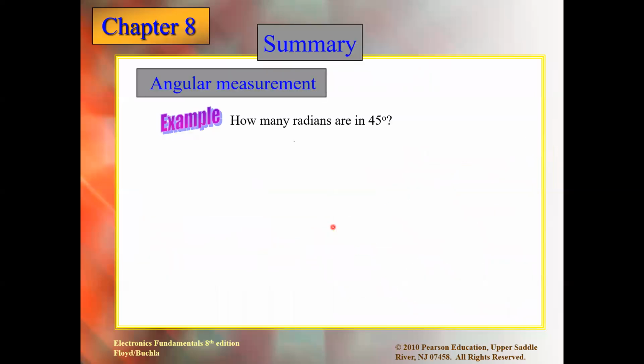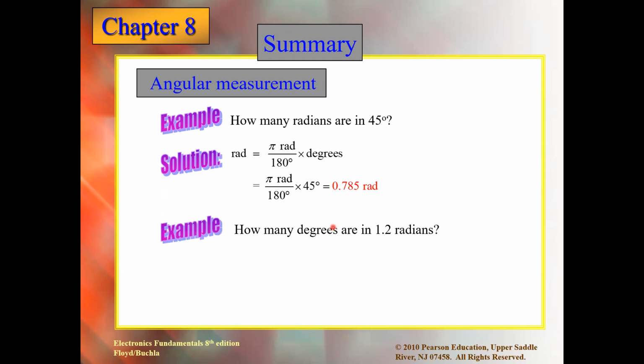So a question may come like this: how many radians are in 45 degrees? Simple. Just put it in the formula: pi over 180 multiplied by degrees. So this type of question is possible based on the formula. Questions are straightforward in this chapter. You should know the formulas.